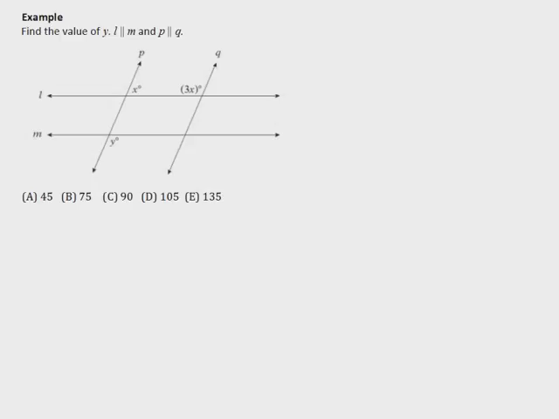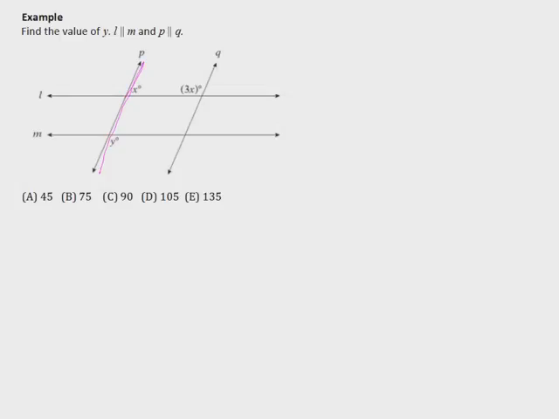Find the value of y. L parallel to M, P parallel to Q. So here we have two pairs of parallel lines and they are transversals to each other. Notice that P is a transversal to the LM pair and L is a transversal to the PQ pair. And similarly for M to PQ pair and Q to the LM pair. So we have lots of parallel lines and lots of transversals.